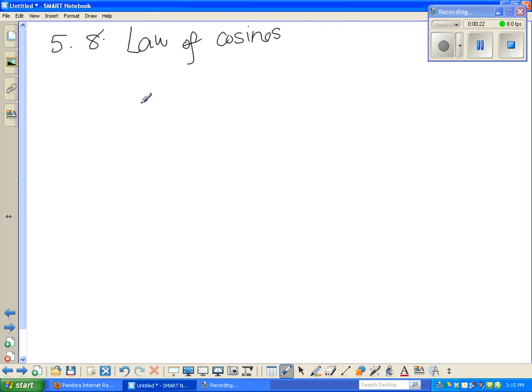So far, yesterday we talked about law of sines. So I'm going to kind of recap what we did yesterday. When we talk about solving triangles, we have a few different ways that we can do this. First off, if it's a right triangle, then we do our SOHCAHTOA.